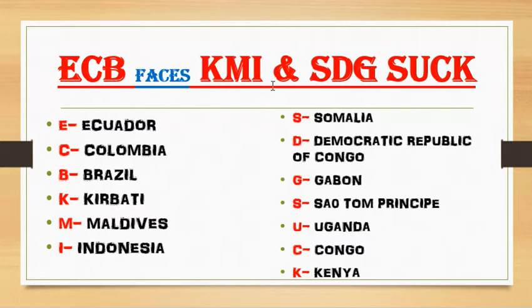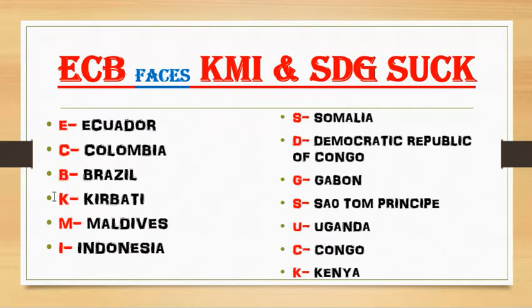You have to remember this, and you can neglect the rest. Just try to focus on these red colored words. E stands for Ecuador. Just try to write it in a particular sequence. E stands for Ecuador, C stands for Colombia, B for Brazil, K for Kiribati.